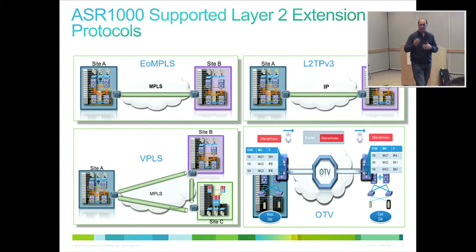VPLS is point-to-multipoint, so you actually have a pseudo wire between your data center to every other data center. OTV is a little different. It's point-to-cloud. So you don't go directly to the other end. You go to the cloud and you join some kind of multicast group. And this is what brings you together.